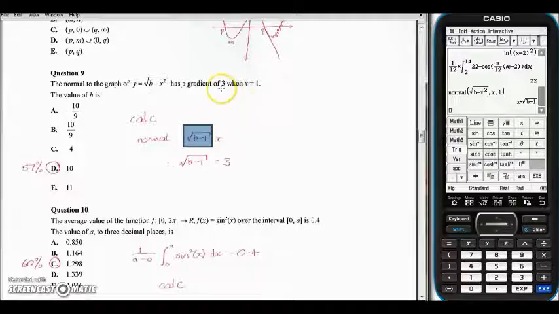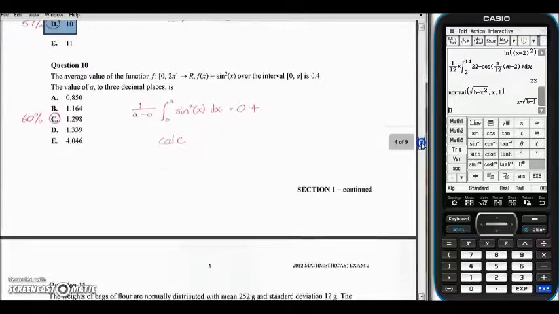So if we're told that the gradient of the normal is 3, then that means that the square root of b minus 1 is equal to 3. And if we solve that, take the square root over, you get 9 and add 1, b was 10. Okay.